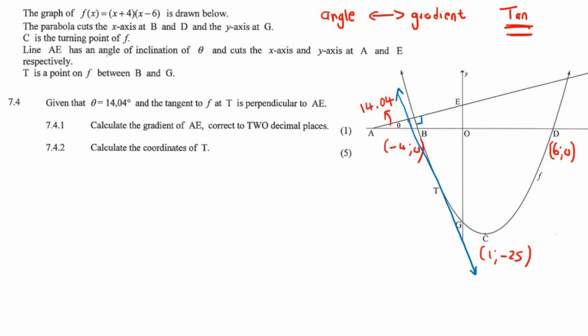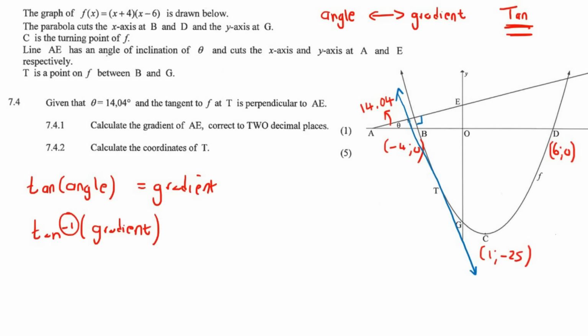So if you have the gradient, then you can say tan of, well, let's actually say if you have the angle, so you can say tan of the angle, that'll give you the gradient. And if you have the gradient one day, just in case, then you say shift tan gradient. That's where that -1, it's shift tan. And that would give you the angle. So that is the link or the relationship between gradient and angles.